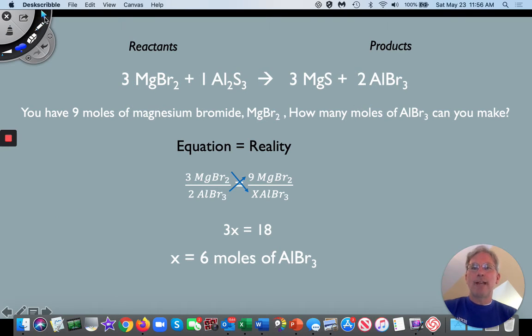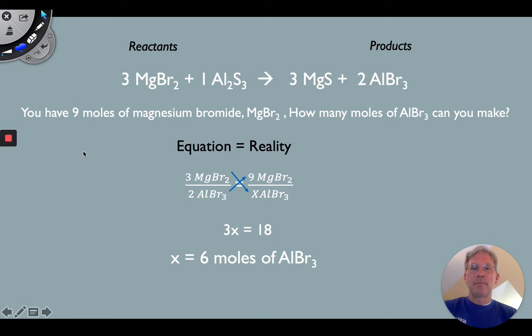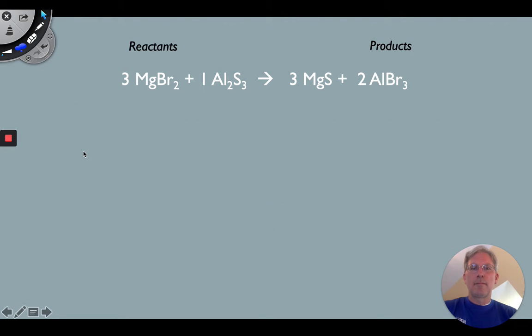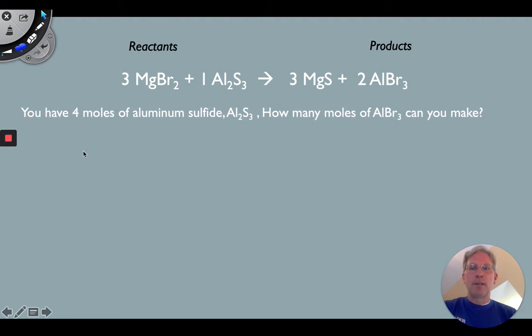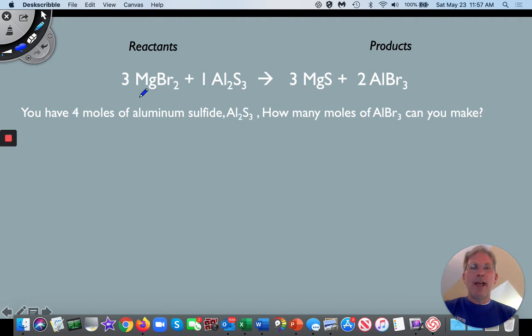One last example. Same equation, but this time I'm going to give you 4 moles of aluminum sulfide, and we're going to figure out how many aluminum bromide we can make. So let's come over here. This time I'm going to say, well, you have 4 moles. And how many can you make?